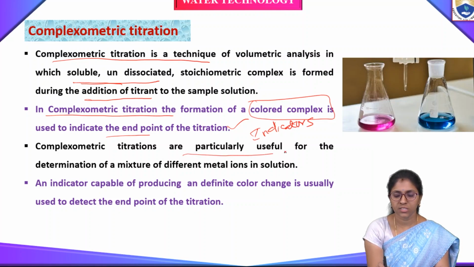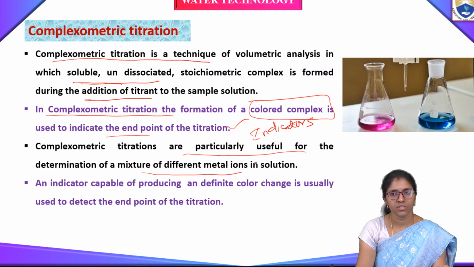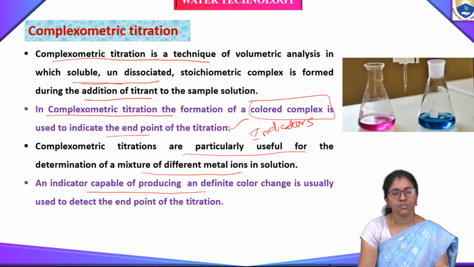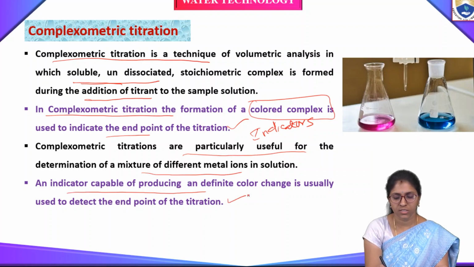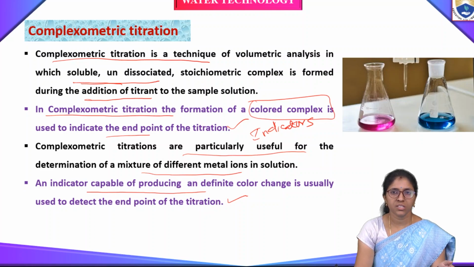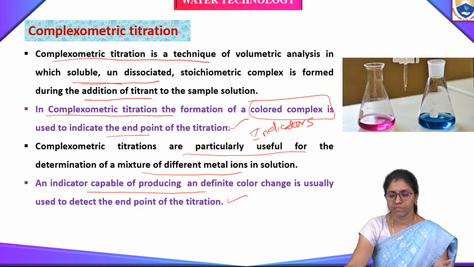These complexometric titrations are particularly useful for the determination of a mixture of different metal ions in the solution. An indicator capable of producing a definite color change is usually used to detect the end point of the titration. It is a volumetric analysis in which a soluble undissociated complex is formed during the addition of titrant to the sample solution. So in complexometric titration, we will use indicators to indicate the end point.